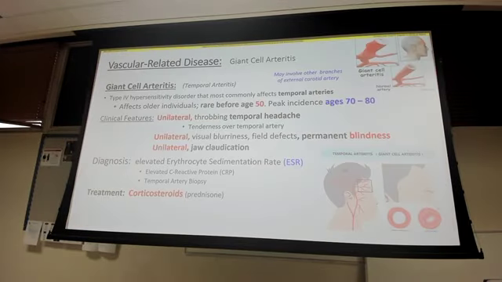All right. So giant cell arteritis. So giant cell arteritis is also called temporal arteritis. This is classically going to be seen in your old folks.